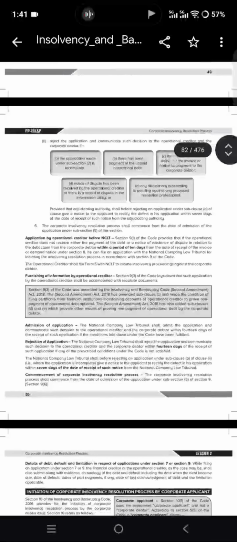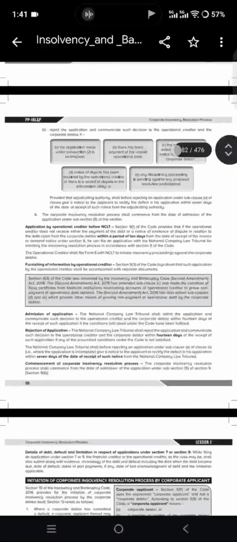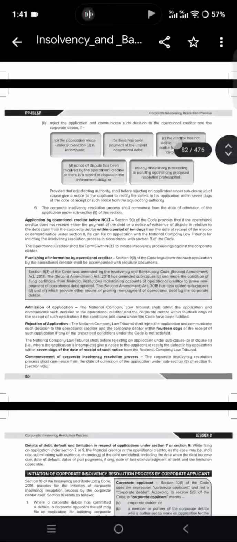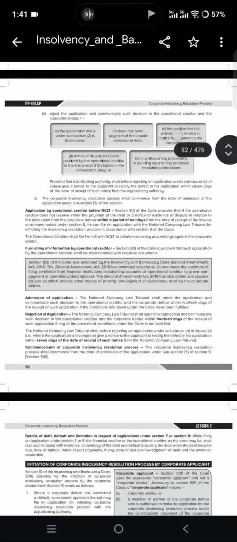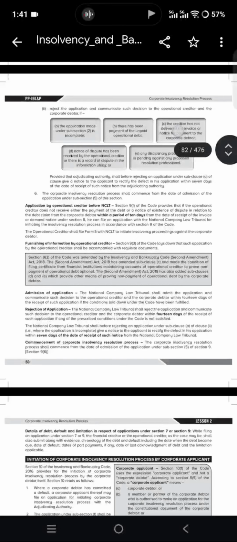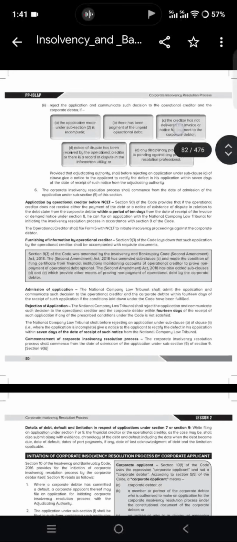So next, an operational creditor initiating a CIRP under this section may propose a resolution professional to act as an IRP. The adjudicating authority shall, within 14 days of the receipt of the application, by an order admit the application and communicate such decision to the operational creditor and the corporate debtor.